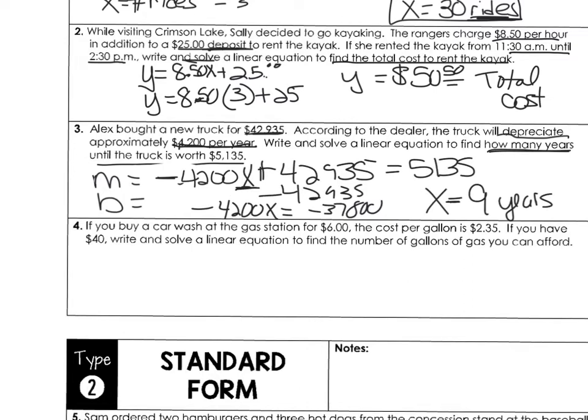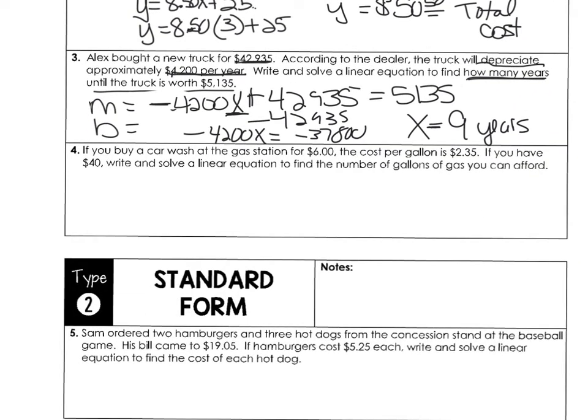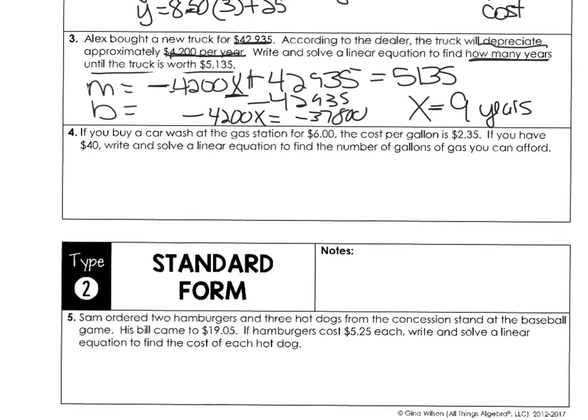All right, I'm going to leave number 4 for you, another practice problem that you can have. If you buy a car wash at the gas station, it's $6, and then the cost per gallon is $2.35. So you've got your fixed cost and what you're spending. That one's going to be kind of like number 1.